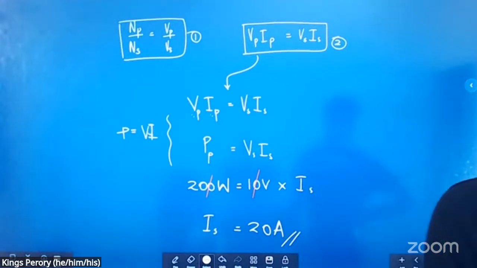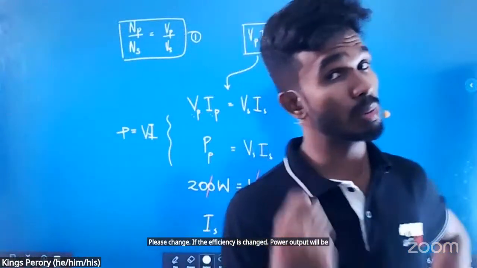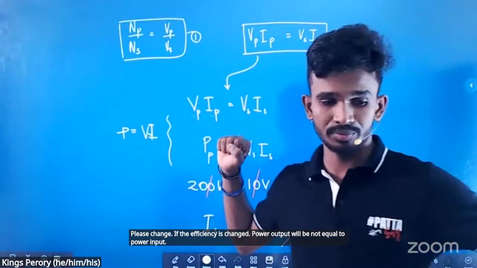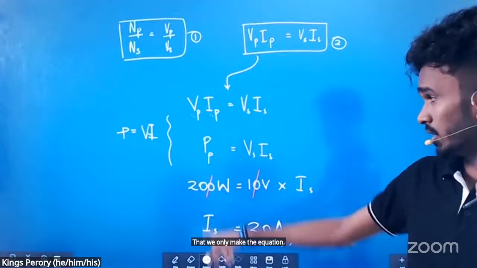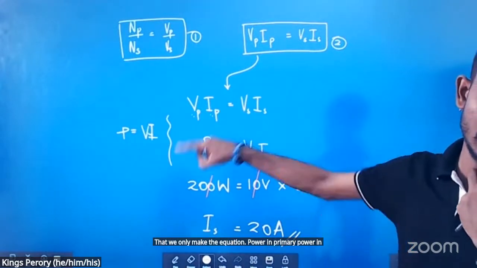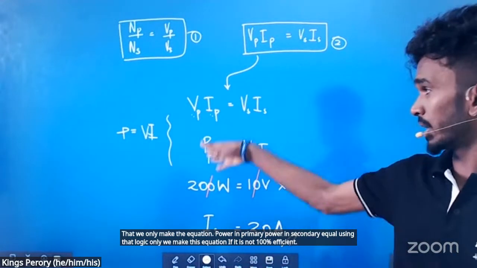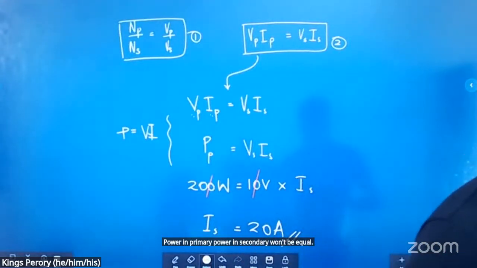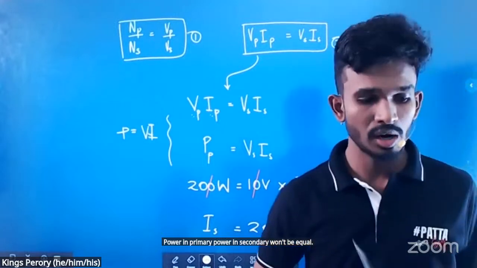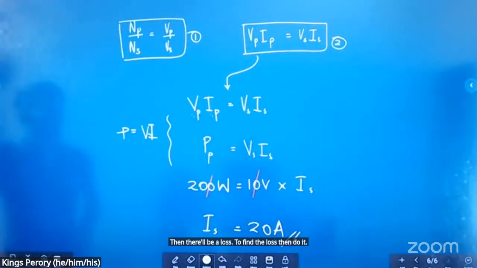What happens if the efficiency is changed? If the efficiency is changed, power output will not be equal to power input. Here we take that power input and power output are equal. That way only we make the equation. Using that logic only we make this equation. If it is not 100% efficient, power in primary and power in secondary won't be equal. Then there will be a loss. You have to find the loss and do it.